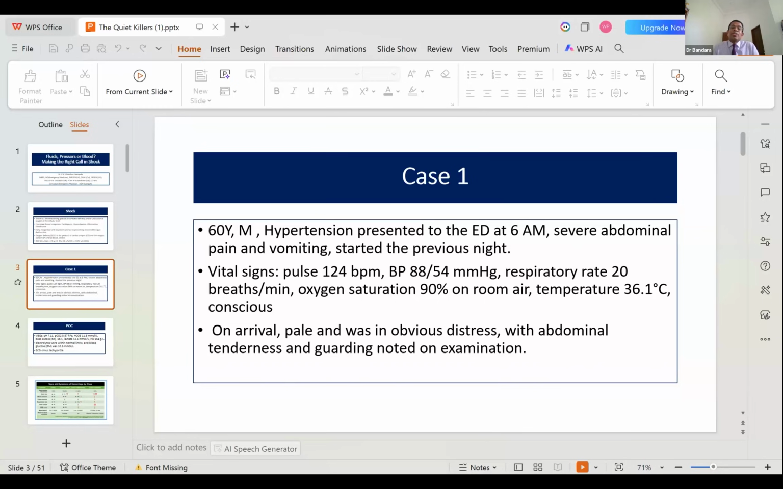So during resuscitation, you need to think about the hypothermia, acidosis, hypocalcemia, and hyperkalemia. So these are the lethal diamond, not the lethal triad. So you need to think about these as well.